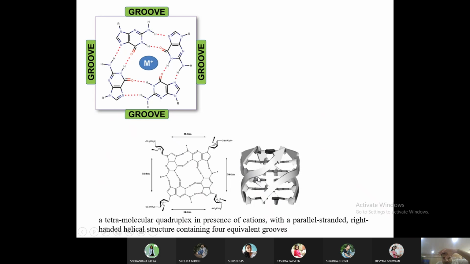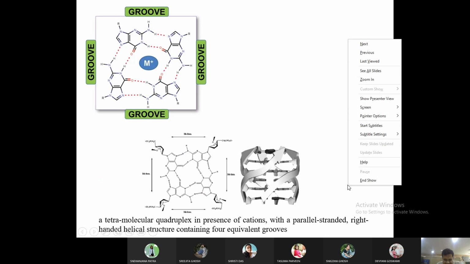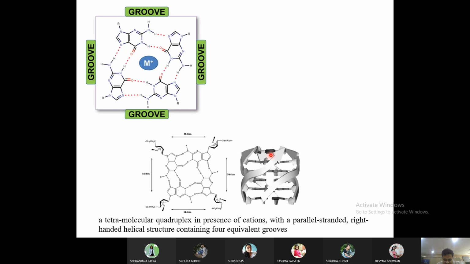If you rotate it, I cannot do it right now because it's a two-dimensional model, you'll see that all of them will be like this. If you rotate it, it will look like those origami cup kind of structures. All four are equivalent. Three of them can be visible here, and one is on the opposite side. The tetramolecular quadruplex in presence of cation with parallel strands is a right-handed helical structure containing four equivalent grooves.